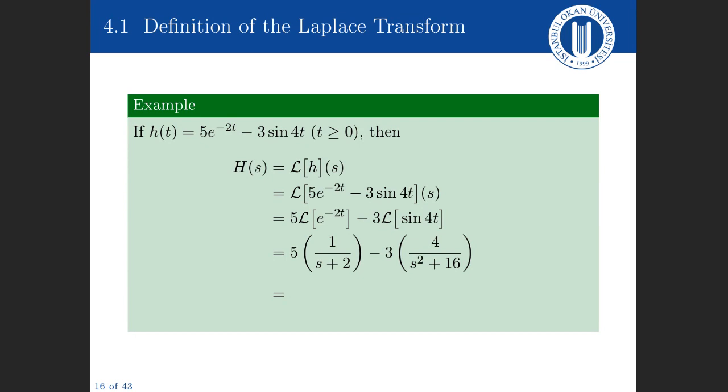So straight away we can now write down 5 multiplied by 1 over s plus 2, minus 3 multiplied by 4 over s squared plus 16. And we can simplify this a little bit.